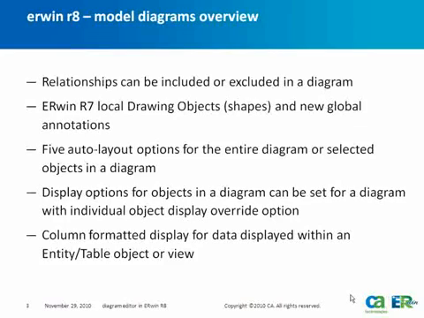ERwin R8 also provides you the ability to select from 5 different layout options for the entire diagram, or you can specify selected objects within a specific diagram and only auto layout those specific objects. The display options for objects in the diagram can be set at the diagram level, or you can actually override them now by specifying specific object overrides for specific objects in the diagram. For example, if you want to display the entity definition in one object and choose to display all the attributes in another object, you can do that within the context of one single diagram.